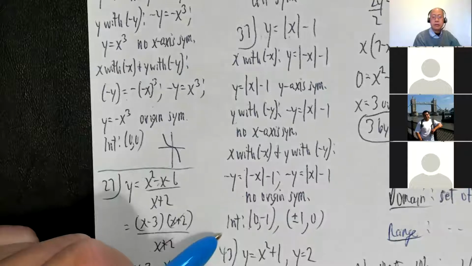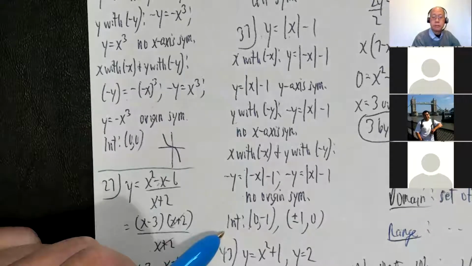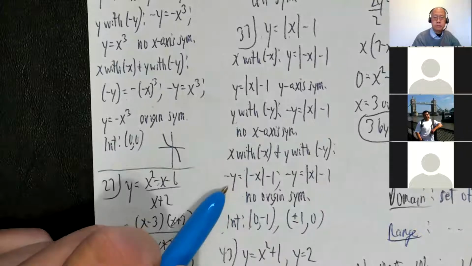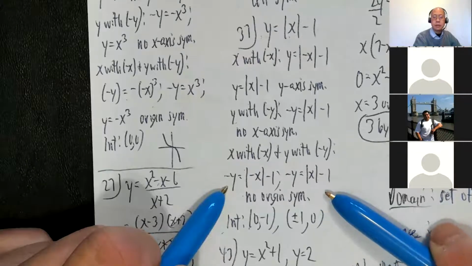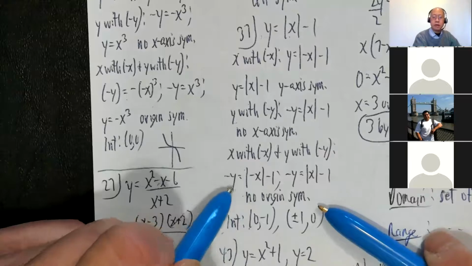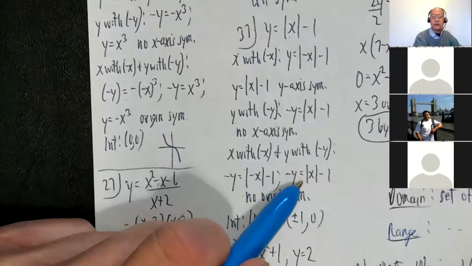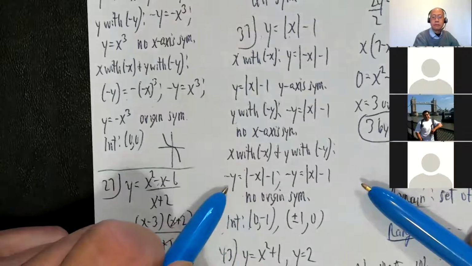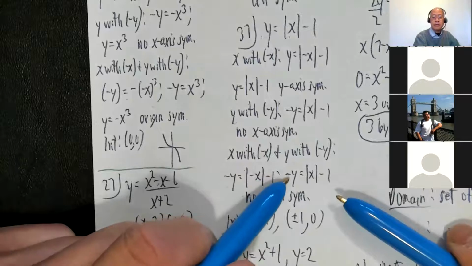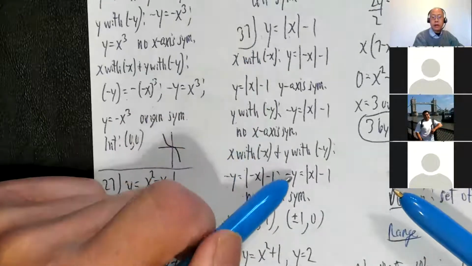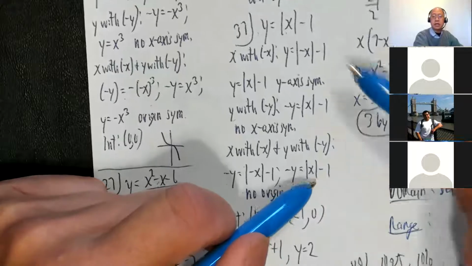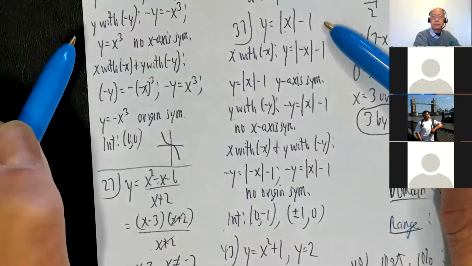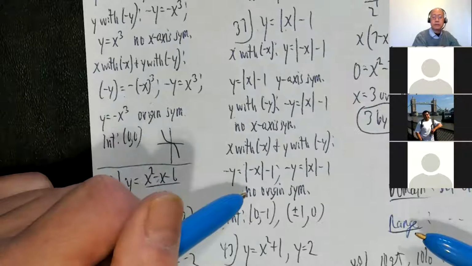So what happens when you multiply on the absolute value when you've got negative y, right? So you multiply, negative y equals negative absolute value of x minus 1, right? If you multiply by negative 1, which you don't actually have to do here, but if you did, you'd have y equals negative absolute value of x plus 1. That's not the same as the original. You can multiply by negative 1, and when you do that, you get y equals negative absolute value of x plus 1. It's not the same as this. So you don't have origin symmetry either. Okay.